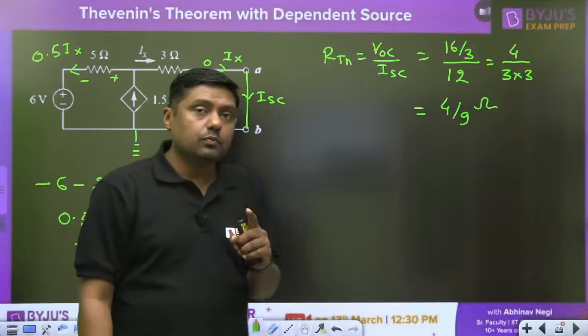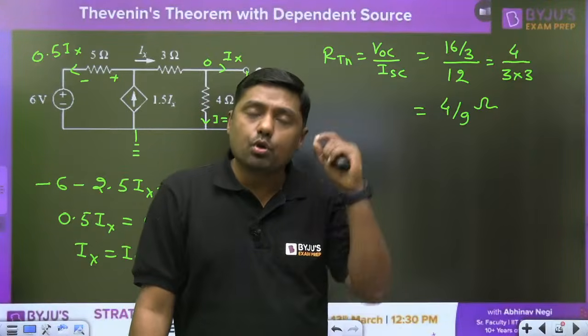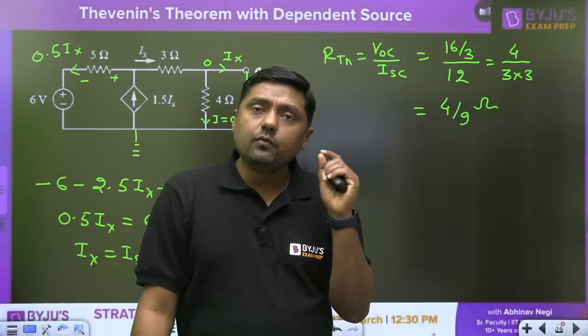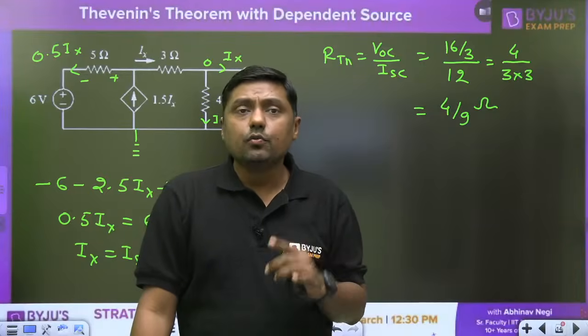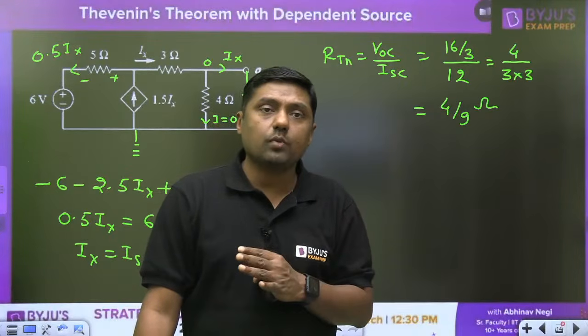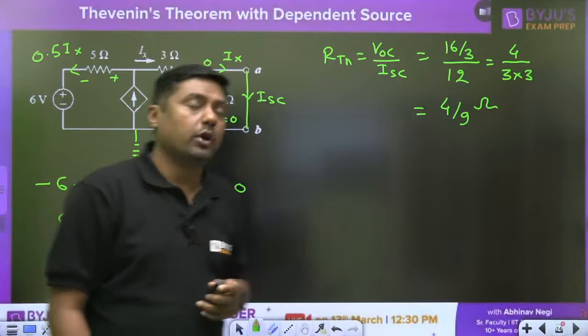That is one method. Why are we choosing this method? Because we already have found VOC. Then we can simply find the ISC, VOC upon ISC. Yes, Ministry of Railway. Wow, Mansi Chauhan. Yes, 4 by 9, 0.44 ohm.